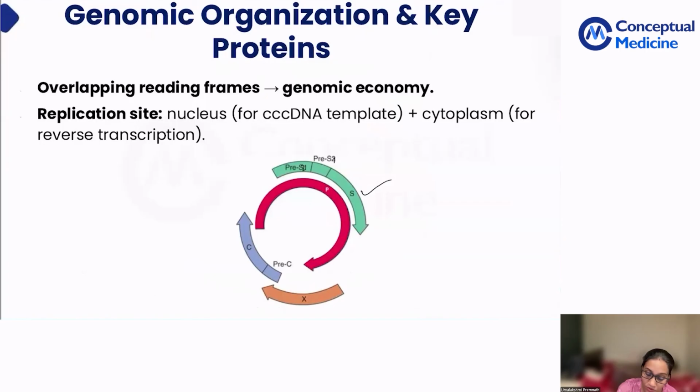Then you have DNA polymerase, which is for your P. Then your C codes mainly for your HBc antigen. Your pre-C codes for your HBe antigen. And you have your X, which has transactivating and transcriptional properties. So this is what your genome actually contains.